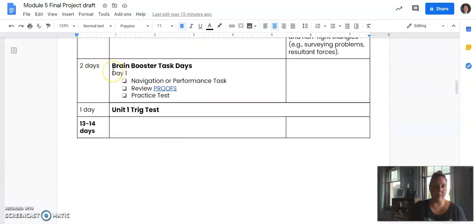Then I have what I call Brain Booster Task Days, and those are basically days that are just meant to kind of clean everything up, make sure everybody feels good. And then the trig test does include proofs of those things they had to do without the prompts, so they have to be able to be comfortable with that. And we take a day and we go through that, and that is another slide that I work through with them together as a class. And then we have more navigation problems that we work through, and so the test itself is pretty application based anyway.